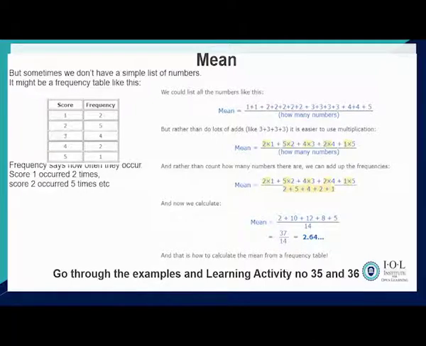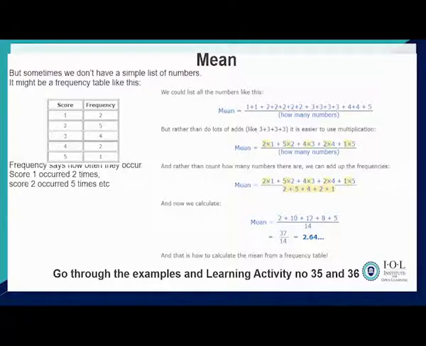Now, how do I get the mean? I have to add all of them. So instead of saying, there are 2 that scored 1, 1 plus 1, plus 2 plus 2 plus 2 plus 2 plus 2, plus 4 3s, 3 plus 3 plus 3, instead of that, we make it simple. We say 2 times 1 plus 5 times 2 plus 4 times 3 plus 2 times 4 plus 1 times 5.